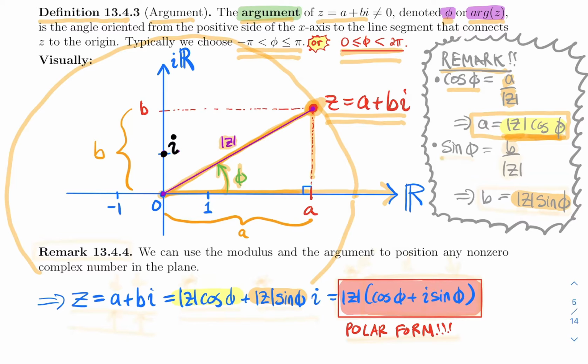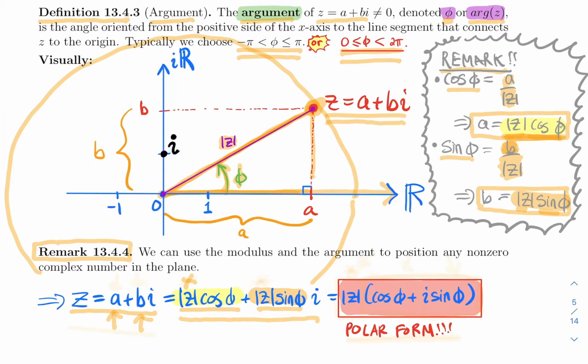Same thing now if you use sine of phi: that's the opposite side, which is b, divided by the hypotenuse, which is the absolute value of z. If you isolate b in that formula, you get that b is equal to the modulus of z times sine of the argument. So you can now start with your complex number z equal to a plus bi, replace a by |z| cos phi, and replace b by |z| sine phi, and now a and b are gone. We have a brand new expression that only depends on the absolute value and the argument.